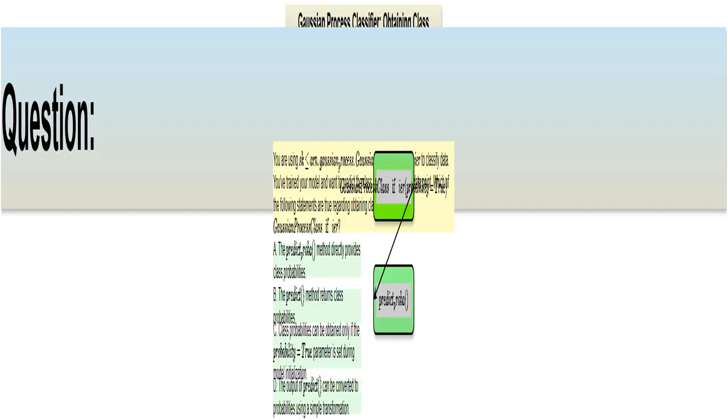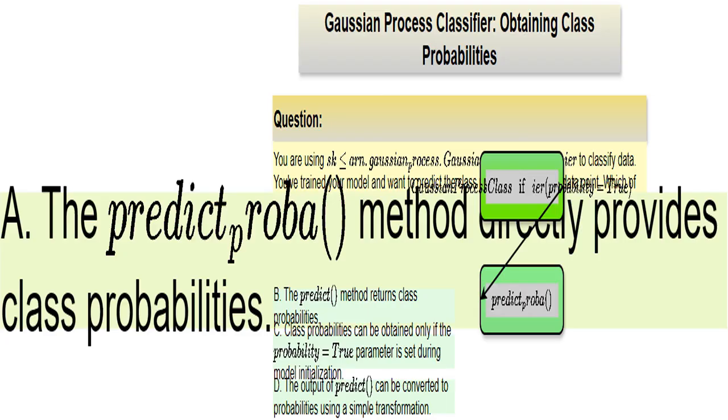This is the core question. I'm asking you to determine how to get class probabilities, the likelihood of a data point belonging to each class, using the Gaussian process classifier in Sklearn, a popular machine learning library. Let's dive in. To get meaningful class probabilities, you must set the probability parameter to true when you create the Gaussian process classifier model. Think of it like this: you're giving the model permission to calculate probabilities. If you don't, the model can't give you the probabilities, and you'll get an error. I'll show you how to do that.